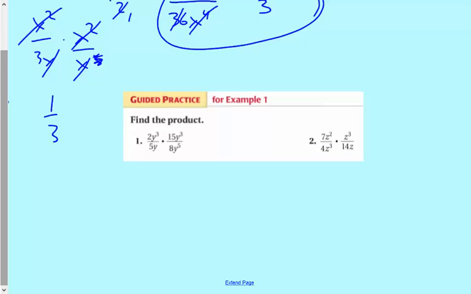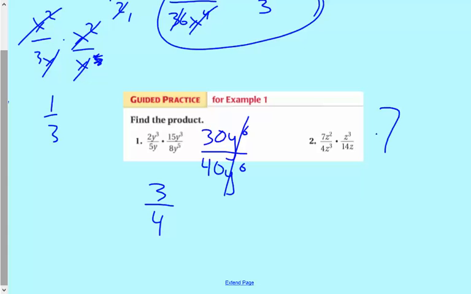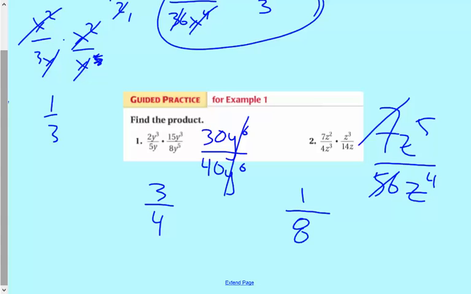So what I'm going to do is 30y to the 6 over 40y to the 6, and I notice that those reduce again. 30 divided by 40 is 3/4. And then this one over here, 7z to the 5th over 14 times 4 is 56, z to the 4th. So 7 divided by 56 is 1 divided by 8. And then z to the 5th over z to the 4th is z to the 1st. So z divided by 8 would be your answer.